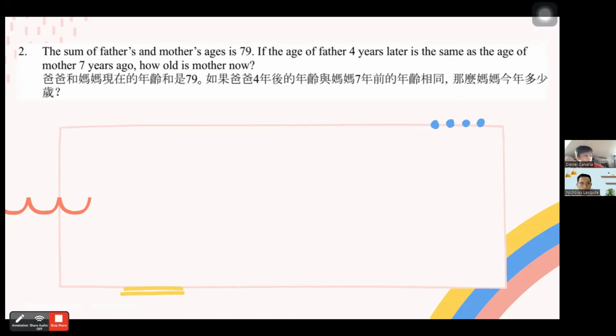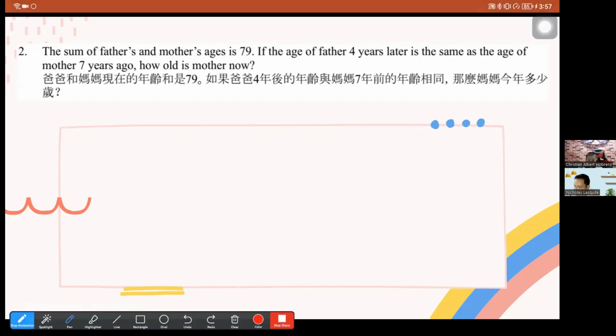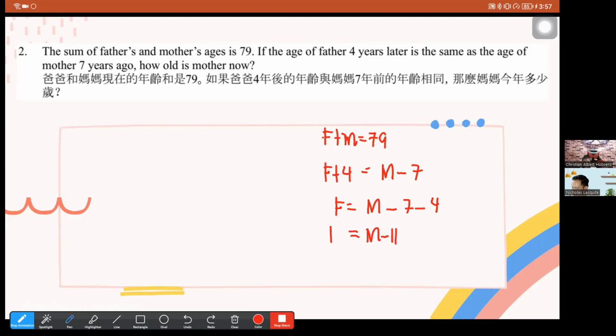So the sum of father's and mother's ages is 79. If the age of father 4 years later is the same as the age of mother 7 years ago, how old is mother now? So father plus mother is 79. The age of father 4 years later, so F plus 4, is the same as the age of mother 7 years ago, so mother minus 7. Meaning F is simply equal to M minus 7 minus 4, or that is M minus 11.